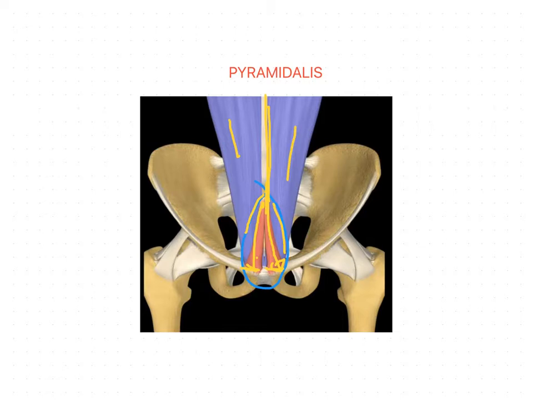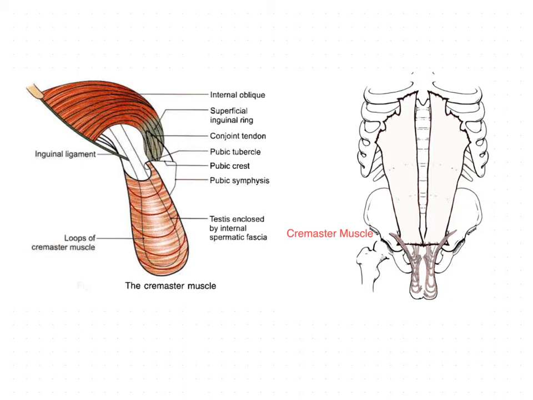And the next small muscle of the anterior abdominal wall is the cremaster muscle. So here comes the cremaster muscle. Here you can see both pictures. In this picture you can find how the fibers of this muscle run and where it is inserted. This is the whole cremaster muscle.